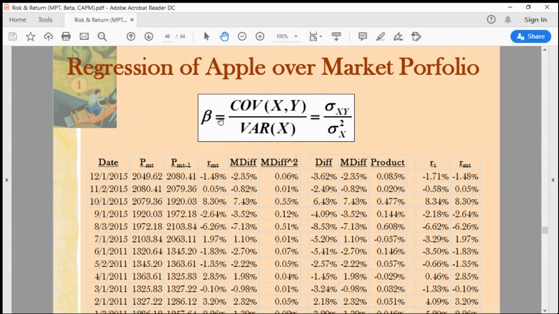Now, mathematically and statistically, how do you calculate beta? The formula for beta is the covariance between x and y over the variance of x. And with the Greek characters, you understand what this is. This is the standard deviation. What is this? Variance, right? Variance is the square of the standard deviation. So sigma x is the standard deviation of x, and sigma x squared is the variance of x, right? Now you need to understand what covariance is.